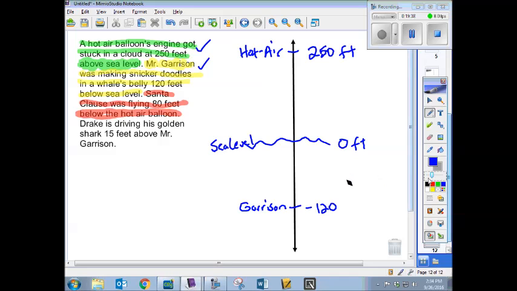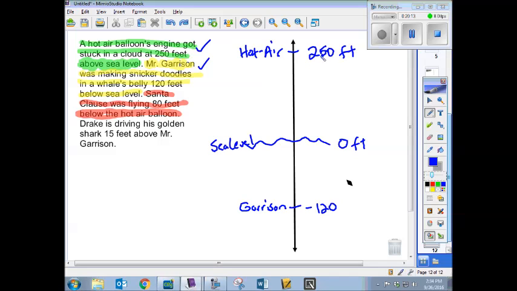Now, a couple of mistakes. I'm going to do all mistakes in red. Okay? One thing I'm seeing students do is putting 80 feet, and there's SC, Santa Claus. Does it say Santa Claus is flying 80 feet above sea level? It doesn't say that at all. So it can't. It says something different. Okay? And what does it say exactly? Yes? 80 feet below the hot air balloon.